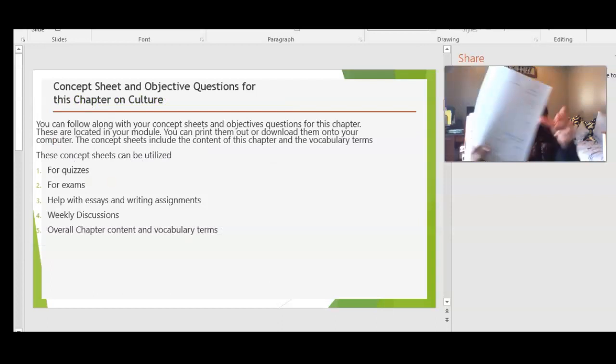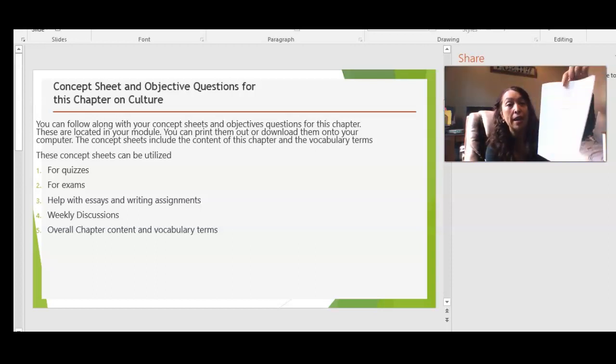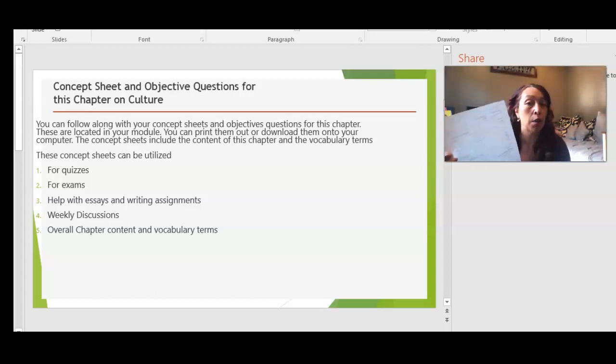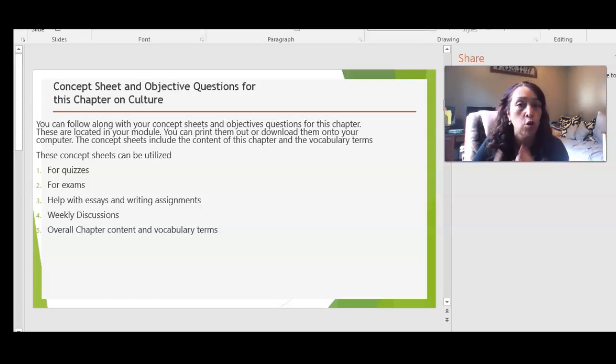Also, I put these concept sheets in your module, and it is a concept sheet where it has some objective questions, vocabulary terms. I've been teaching this a long time, like I told you, over 20 years, and my students love the concept sheets. It's sort of an easy way to deconstruct the book. And it has a lot of the content from the chapter and the vocabulary terms and some of the critical thinking questions. The concept sheets are great because you could utilize them for your quizzes, for your exams. They help you when you're writing essays and written assignments. It helps for weekly discussions on the discussion board. And the overall content and vocabulary terms are clarified right within the concept sheets.